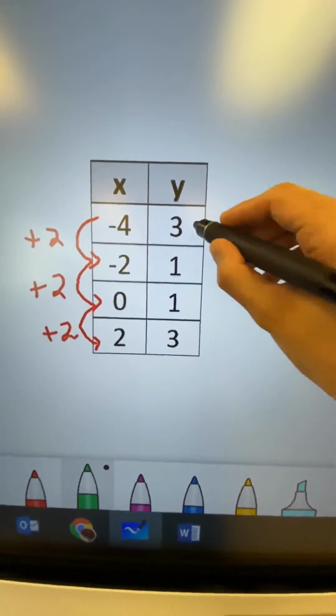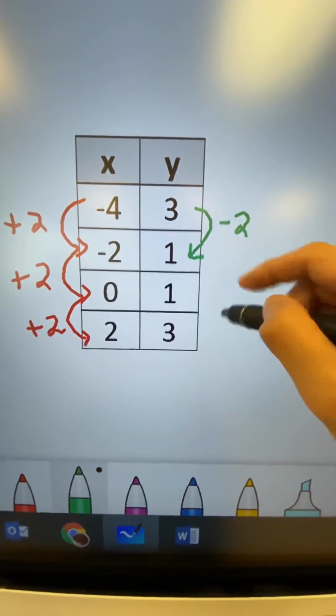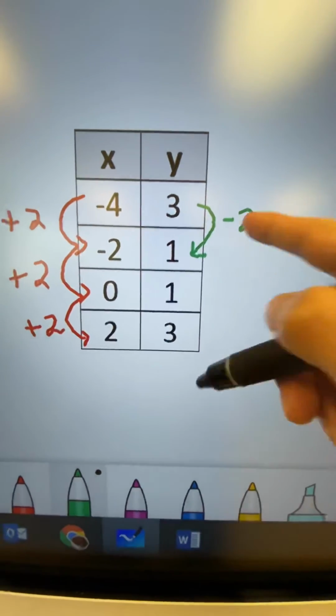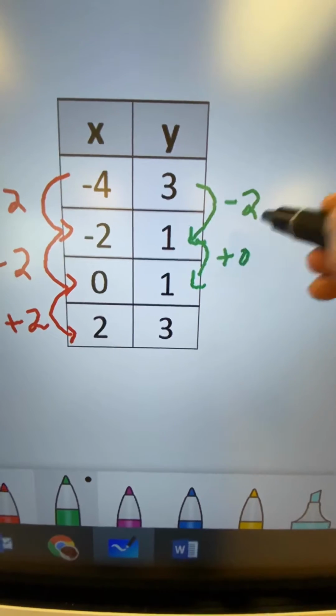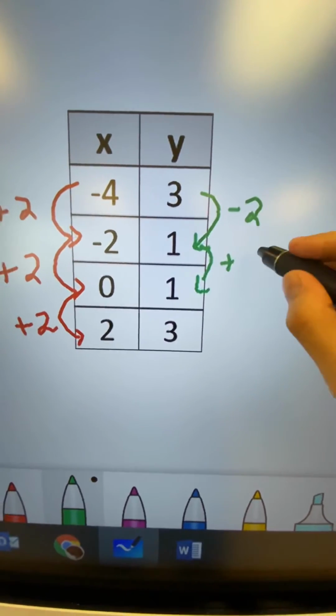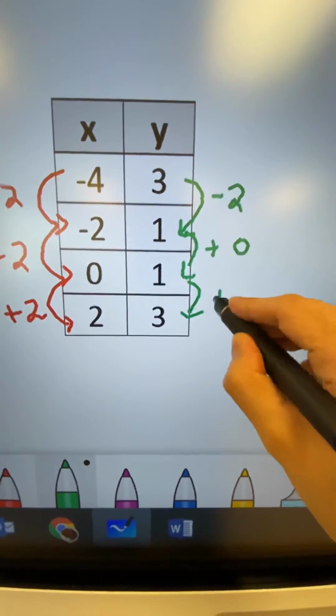So for the y values, I can see from here to here, it decreased by 2. So it went down 2, right? 3 minus 2 is 1. Next, from 1 to 1, it changed by 0. So it basically increased by nothing, right? We have an increase of 0, stayed the same. And then from here to here, it increased by 2.